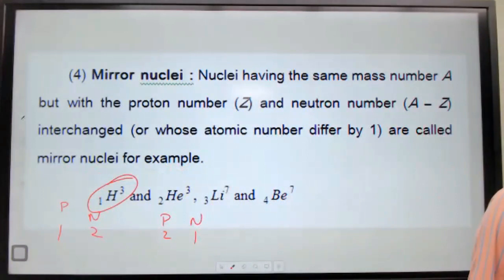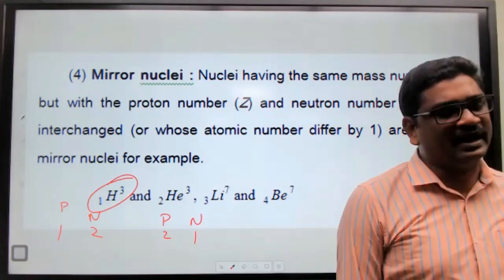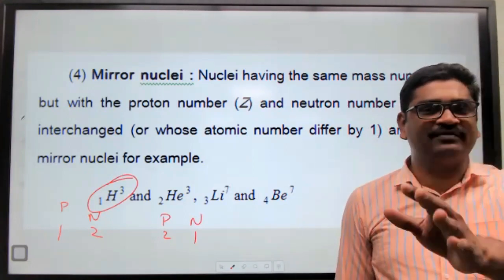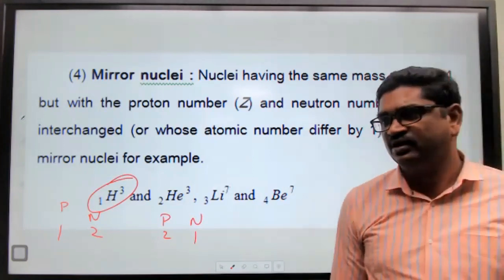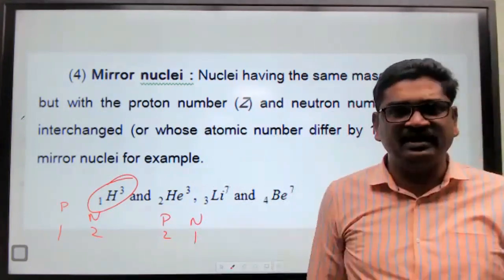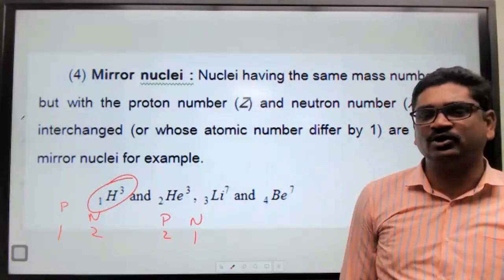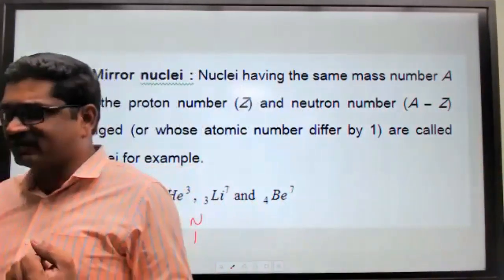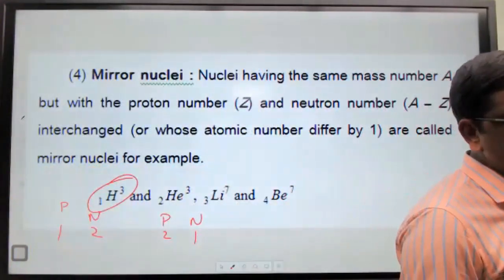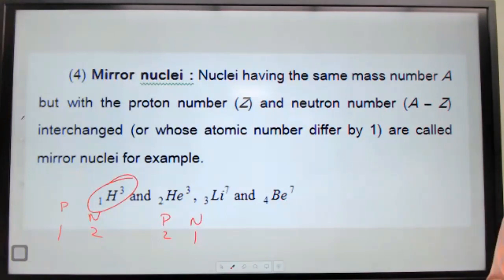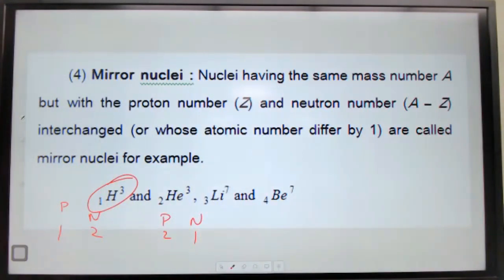What is meant by mirror nuclei? If the proton number of the first element is equal to the neutron number of the second element, and the neutron number of the first element is equal to the proton number of the second element, then those are called mirror nuclei. So the proton number of the first one equals the neutron number of the second one, and vice versa. So these are the examples for isotopes, isotones, isobars, and mirror nuclei. These are the different types of nuclei.